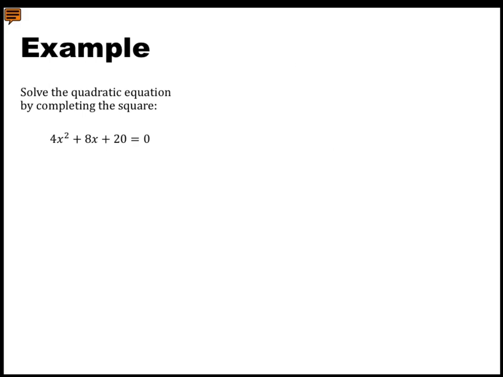Let's do one more. I didn't mention this before, but it's important to understand that completing the square cannot be done if the leading coefficient, or the coefficient of the squared term, is not 1. In other words, that coefficient must be 1 in order to use the method of completing the square. But that's not a problem, because we can always factor out something to make it a 1. In this case, since it's a 4, we factor out 4.